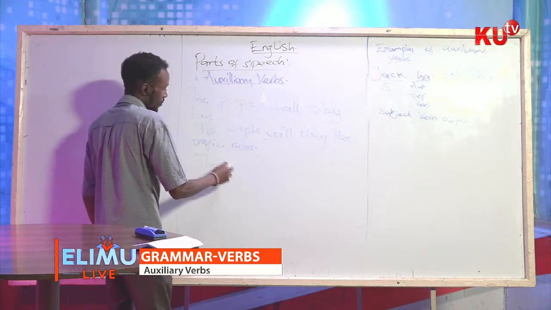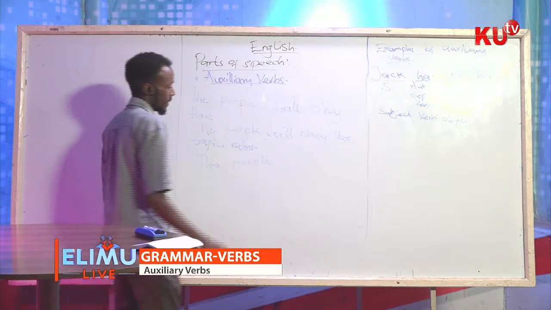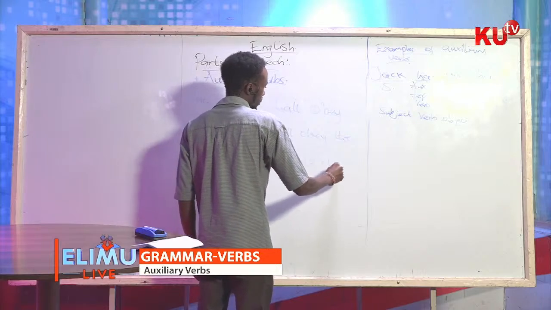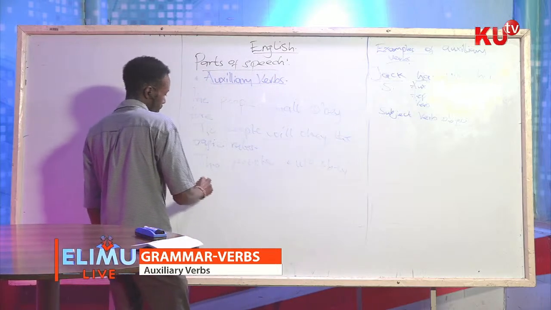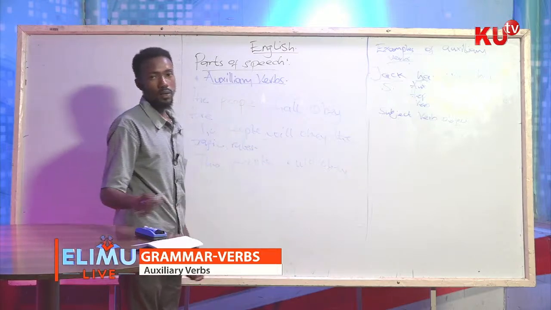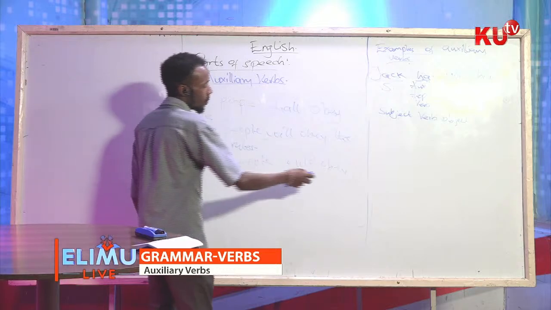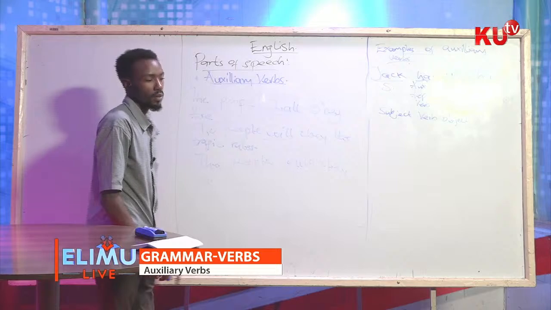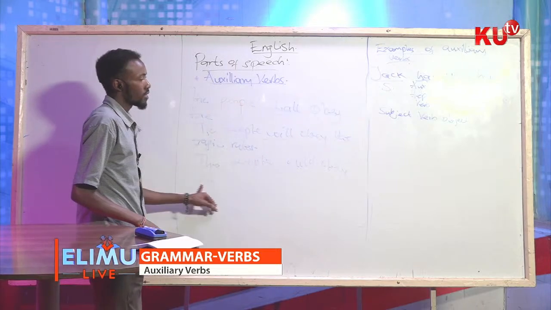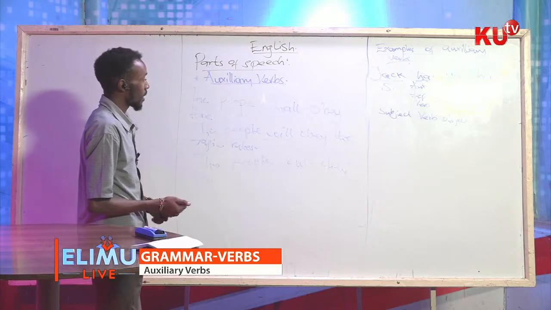The people could obey the traffic rules. So could is an auxiliary verb, and obey is the main verb. So it is determining the mood that these sentences are carrying.